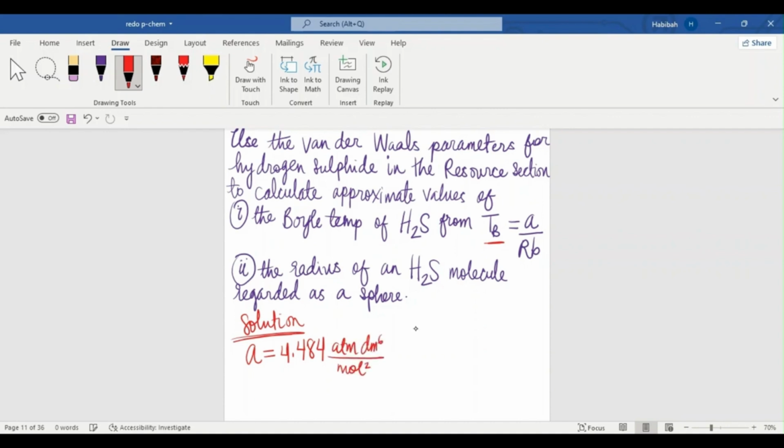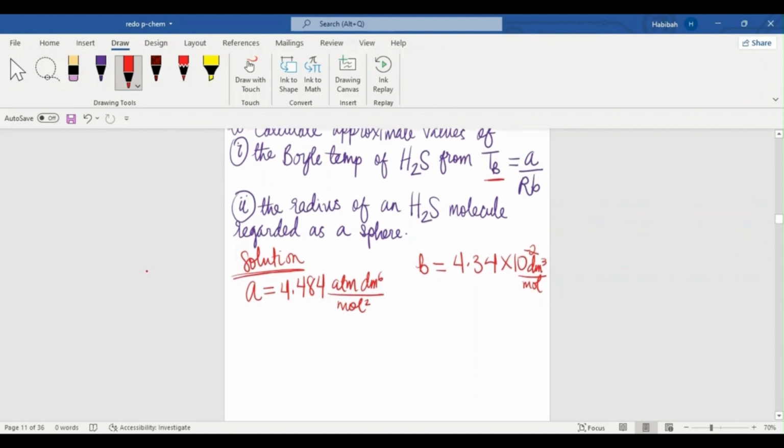That's the value. And then the value for B, the van der Waals parameter that involves volume, is simply 4.34 times 10 to the power of negative 2 dm cubed per mole. So these are the values. From these, we're asked to calculate the approximate value of the Boyle's temperature. We know the Boyle's temperature formula to be what they've given us, which is simply TB equals A over RB. So what we have to do is substitute.